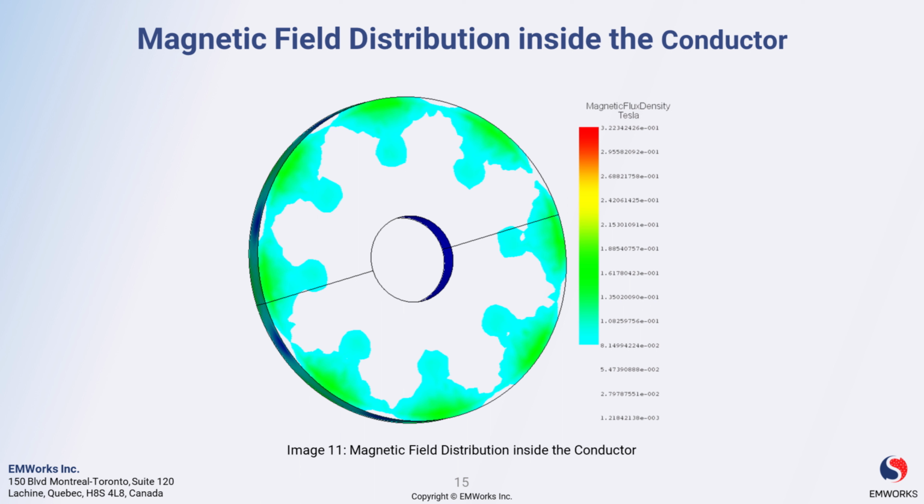So again, EMWorks Inventor software provides detailed insights into this distribution, allowing engineers or researchers to visualize and analyze the magnetic field behavior within the conductor, and of course this information can be used to identify potential areas for improvement, such as reducing magnetic field leakages or optimizing the geometry for better electromagnetic force generation.